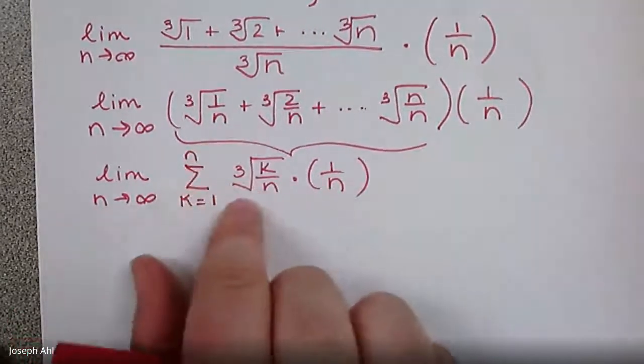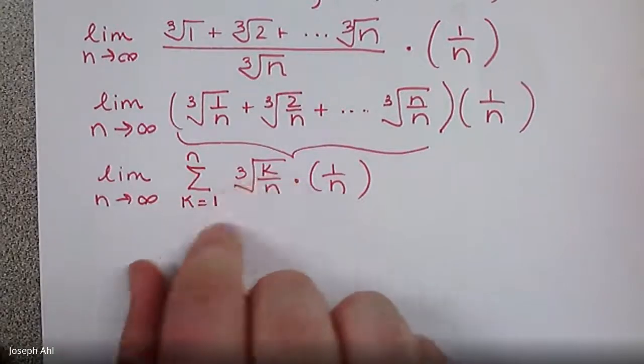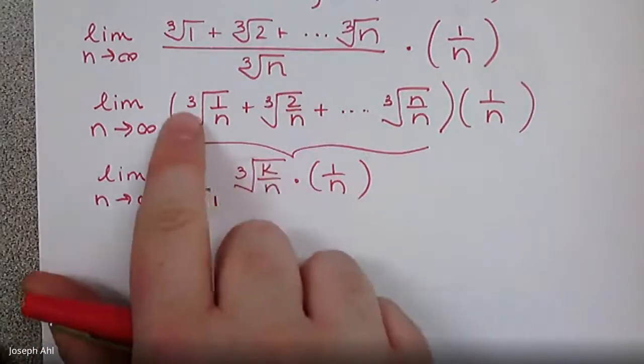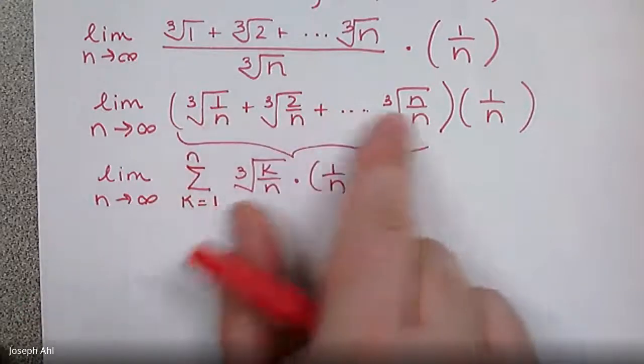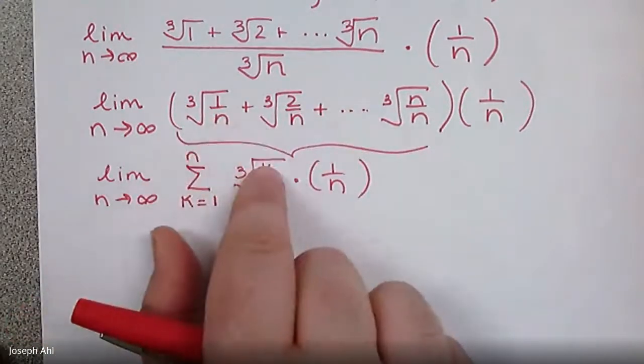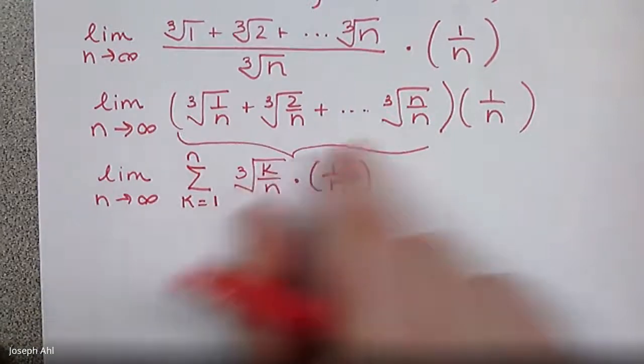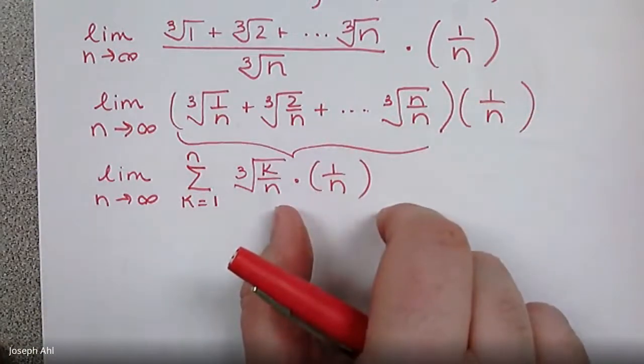Now, take a second to really make sure that this makes sense to you. If I were to evaluate this sum right here, I would plug in 1 for k, and then 2 for k, and then 3 for k, and I would get these terms in this series. And the last term I would get by plugging in n for the value of k, still times that 1 over n.